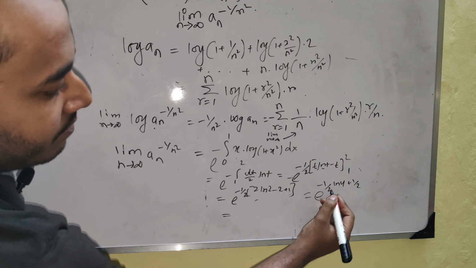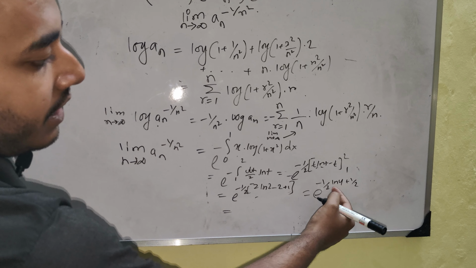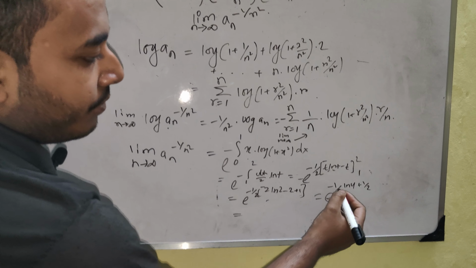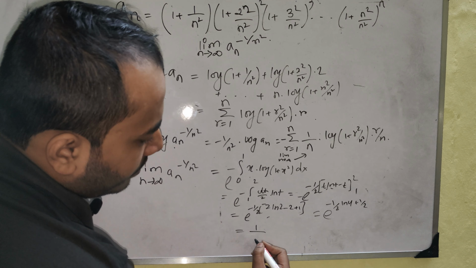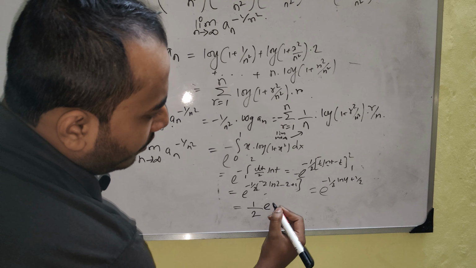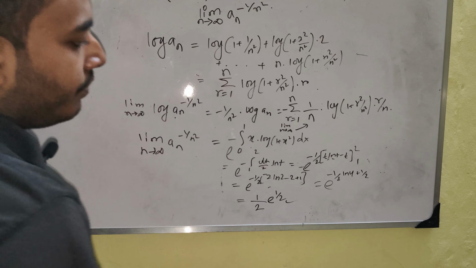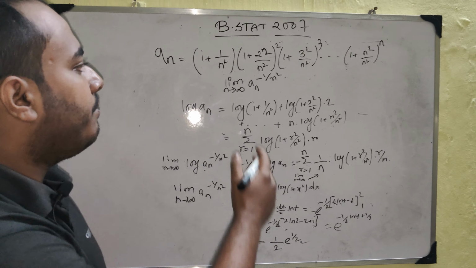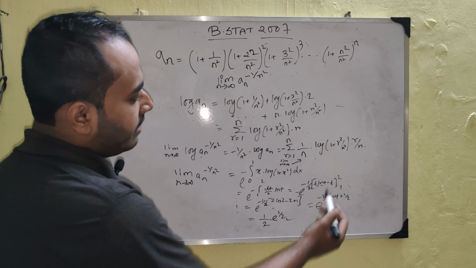And your final answer simply becomes, since this 1 by 2 goes here, e to the power minus half ln 4 should be 4 to the power minus half, which is 1 by 2 into e to the power 1 by 2, which is your correct answer. And therefore we have completed the problem. We used the limit as a sum as well.